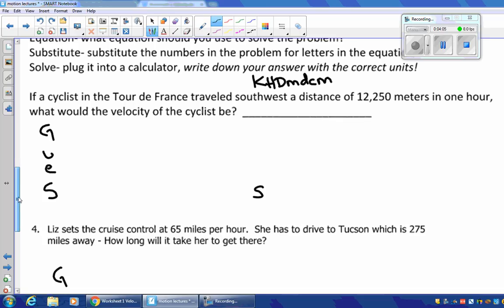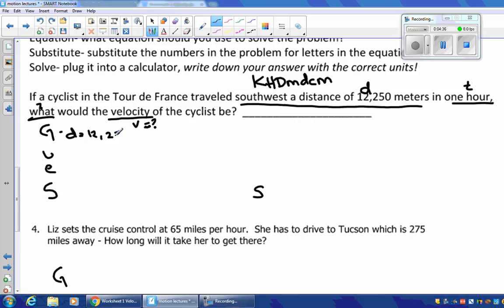If a cyclist in the Tour de France traveled southwest a distance of 112,250 meters, so this is a displacement because it gave us a direction, in 1 hour, hour is time, what would be the velocity? So velocity is the question mark, so we don't know what the velocity is. Let's list our givens. Our givens were distance or displacement, 112,250 meters, and we're probably going to have to convert that to kilometers, so we have kilometers per hour.